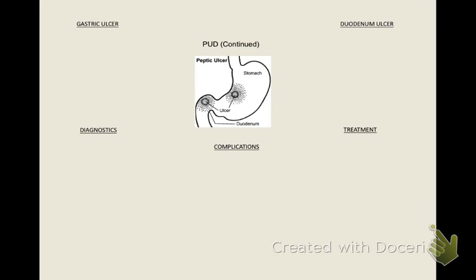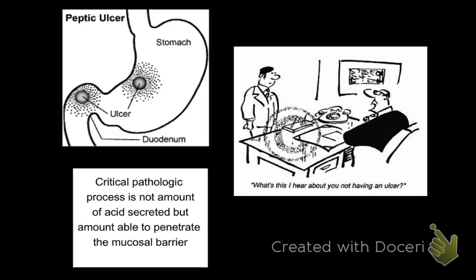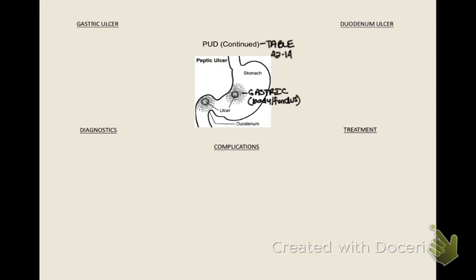Okay. So this is on table 42-14. And then here again it says it's not the amount of acid that's secreted, but the amount that's able to penetrate through the barrier. And then, so you've got your gastric up here and then your duodenal down here. So again, the gastric is in the body or the fundus of your stomach. And then your duodenal ulcer is going to be in your duodenum, your small intestine, or pylorus, which is the end of the stomach and the opening of the small intestine.